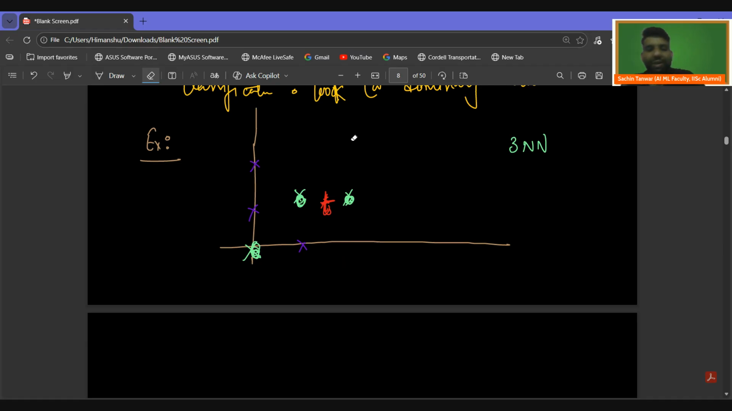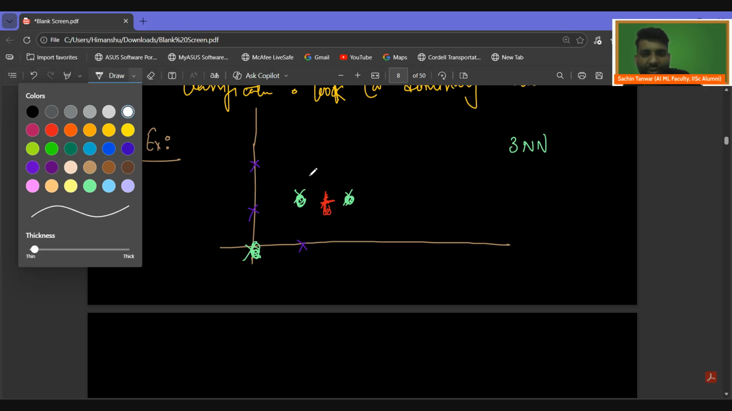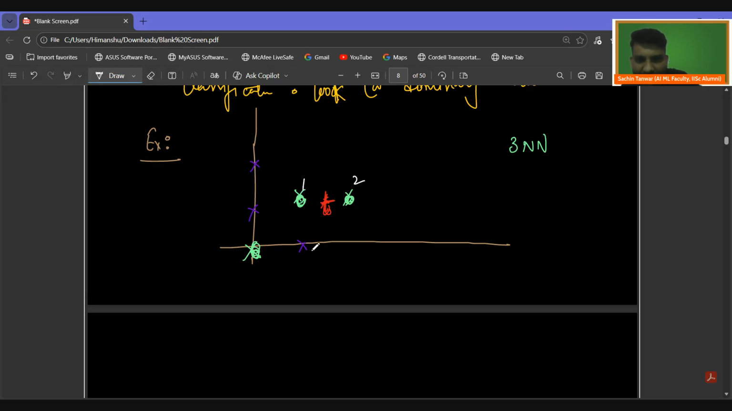So let's suppose right now the data looks like this. You can see the distance of this one overall. What would be the closest nearest neighbors? It is going to be this, this, and this. So these are the three nearest neighbors.